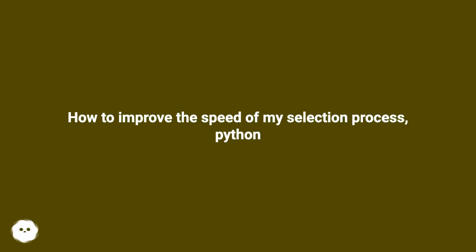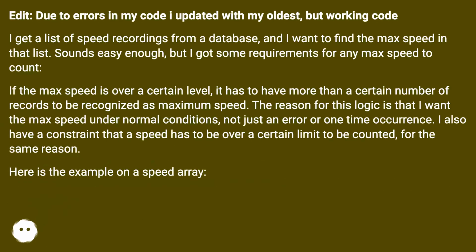How to improve the speed of my selection process, Python. Edit: due to errors in my code I updated with my oldest, but working code. I get a list of speed recordings from a database, and I want to find the max speed in that list. Sounds easy enough, but I got some requirements for any max speed to count.